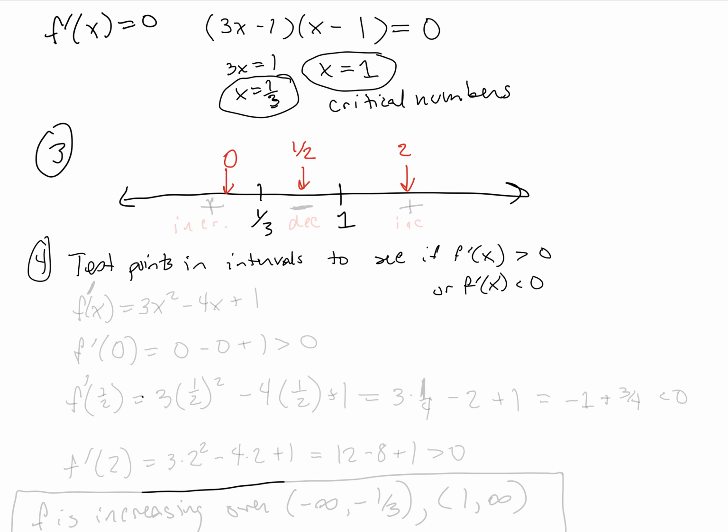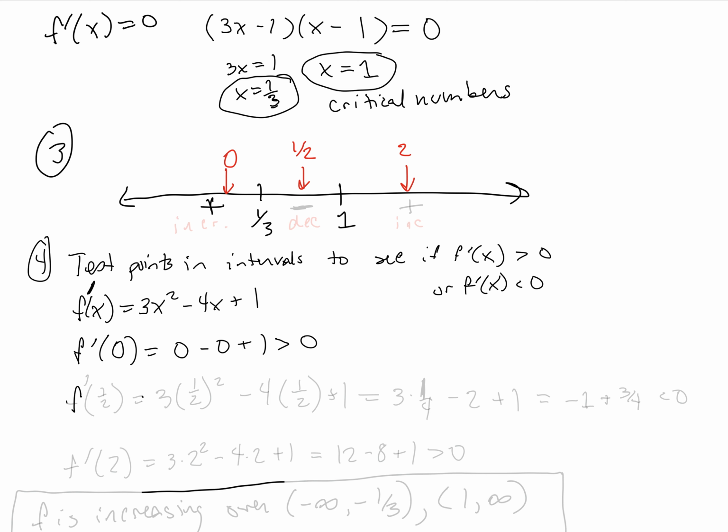Okay, so I need to test those three numbers and see if the derivative is positive or negative. My derivative again was f prime of x equals 3x squared minus 4x plus 1. Let's plug in. That's my derivative. And so f prime of 0 is 0 minus 0 plus 1. That is positive. So this is positive.